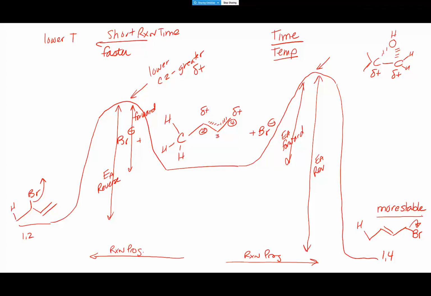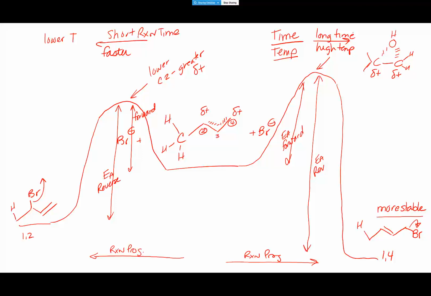So if I now do the reverse, and I say, how about a long time? How about high temp? So short time, low temperatures, I'm going to favor, in this case, the 1,2 product. So in this case, it favors the product on the left.